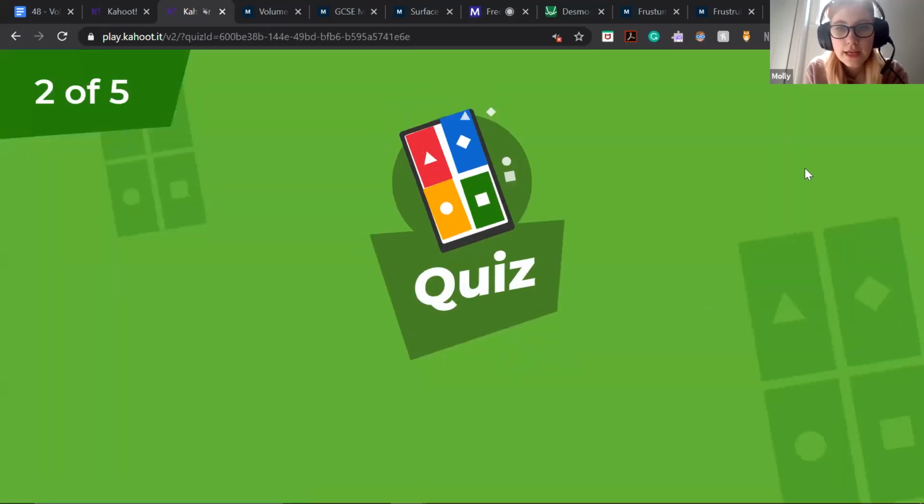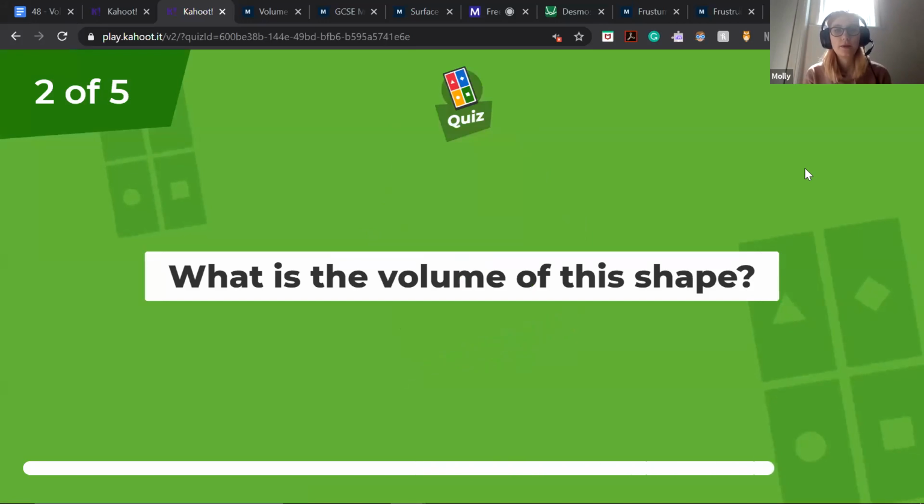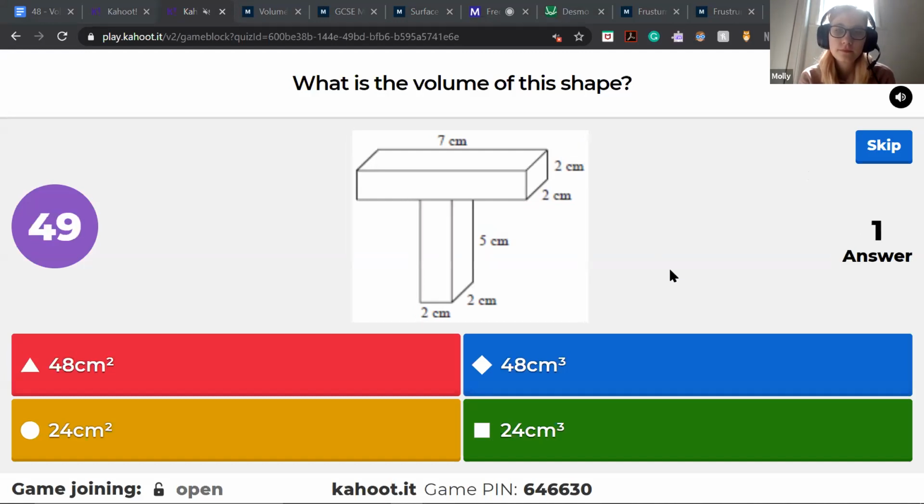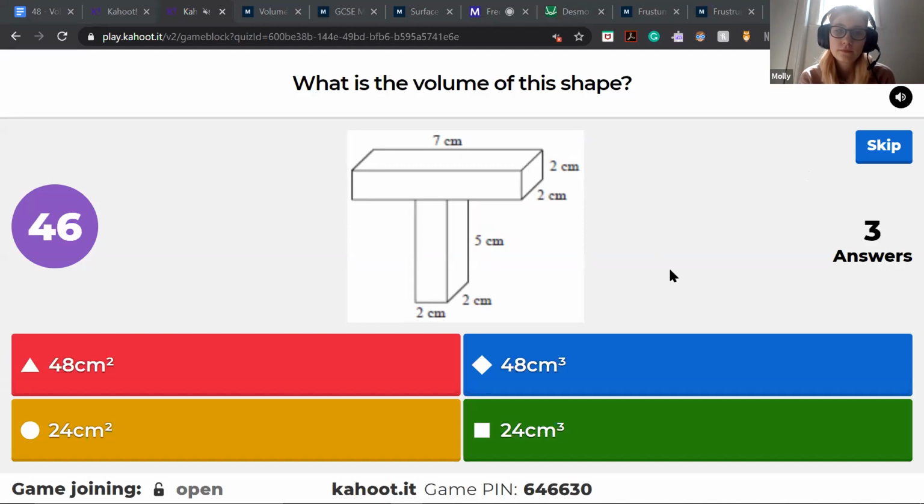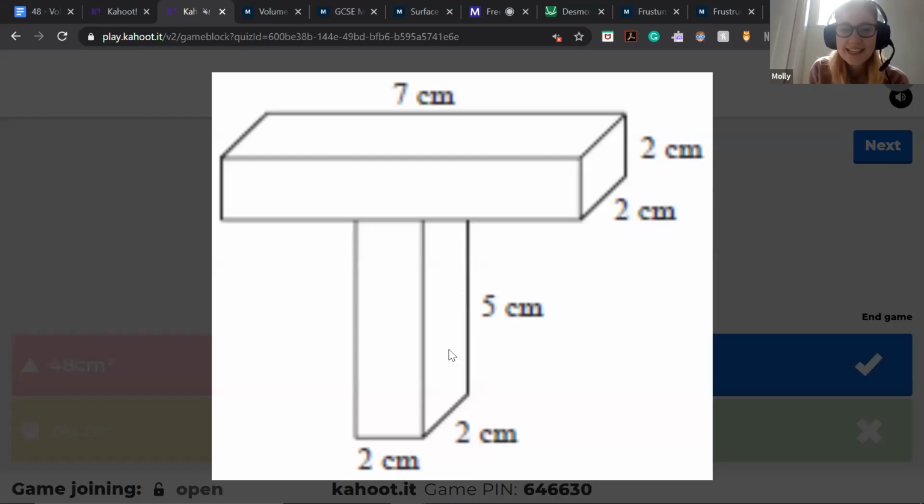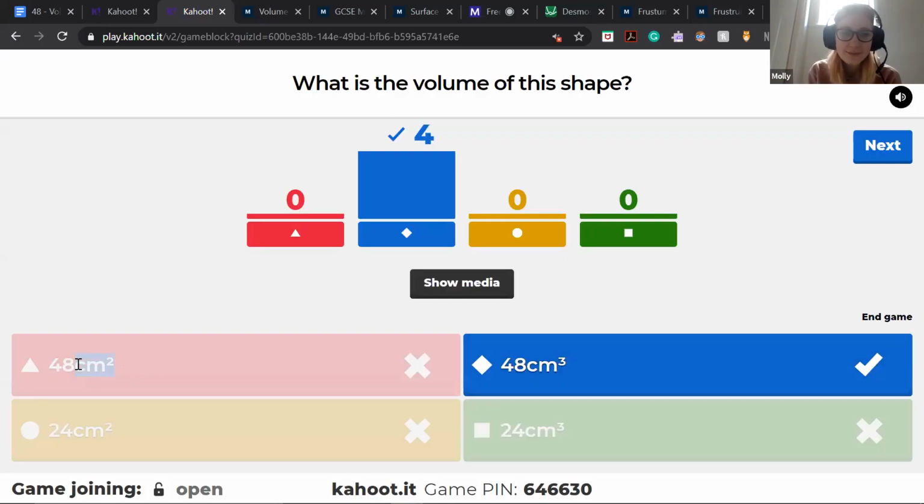Okay. Next one. What's the volume of this shape? So we've got kind of 2 cuboids joined together here. Perfect. 100% on that one. Well done. So I won't bother annotating this, but it's 2 times 2 times 5, and we add it to 2 times 2 times 7, which gives us 48. And well done. None of you were caught out by centimeters cubed. So well done on all choosing the correct units there.